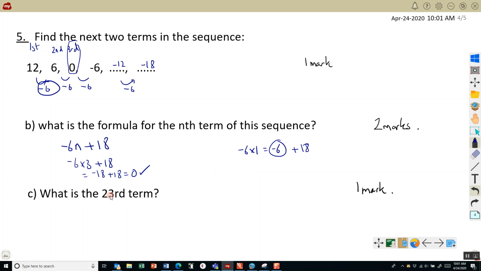Good. Right, the 23rd term, we put this into our formula then. And I think from having a look at this earlier, that the answer is negative 6 times 23 plus 18, negative 120. Hopefully we did not forget any of that. Moving on.